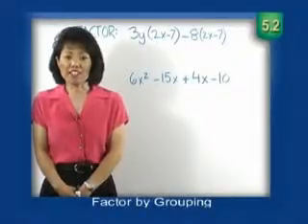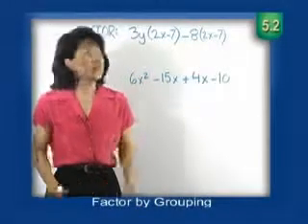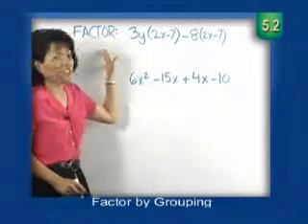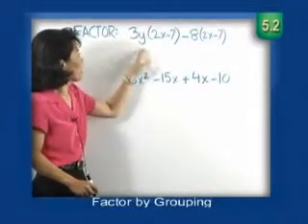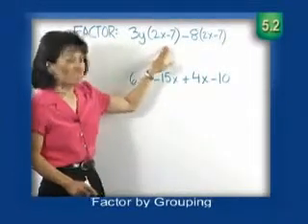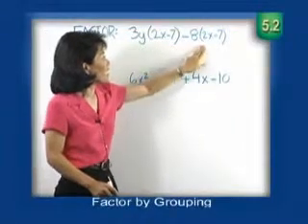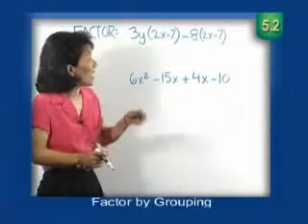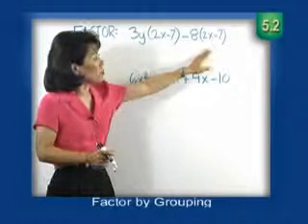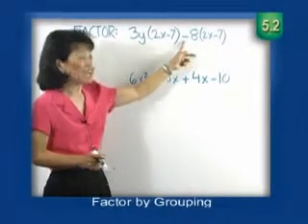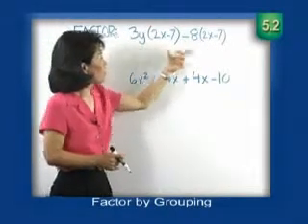What we're going to learn here is a new method of factoring. Let's begin. In this first problem, we're going to factor 3y times (2x minus 7) minus 8 times (2x minus 7). Now notice again, we don't have a product, but we have a difference. We have the minus sign between the two terms.